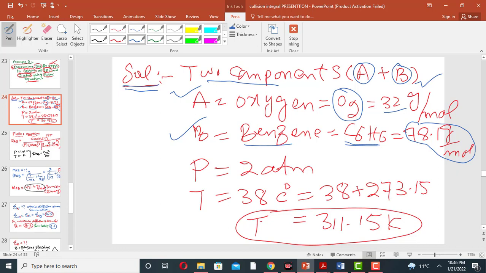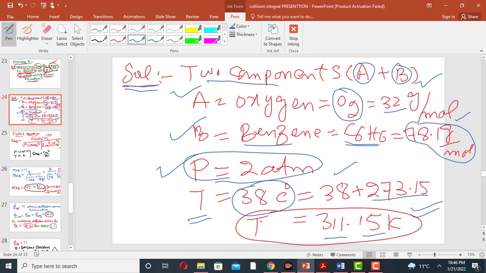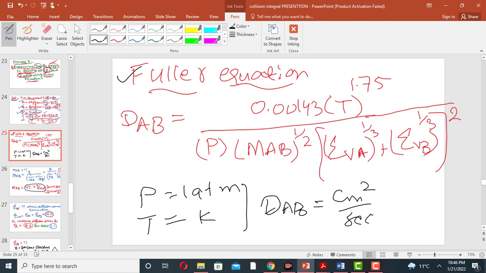The pressure is given to us, 2 atmospheric pressure. The temperature is 38, so the temperature will be converted to Kelvin, 38 plus 273.15, that will give us 311.15 Kelvin. Now let's go to the Fuller equation. As we know that the pressure is in atmosphere, here the pressure is 2 atmospheric pressure.